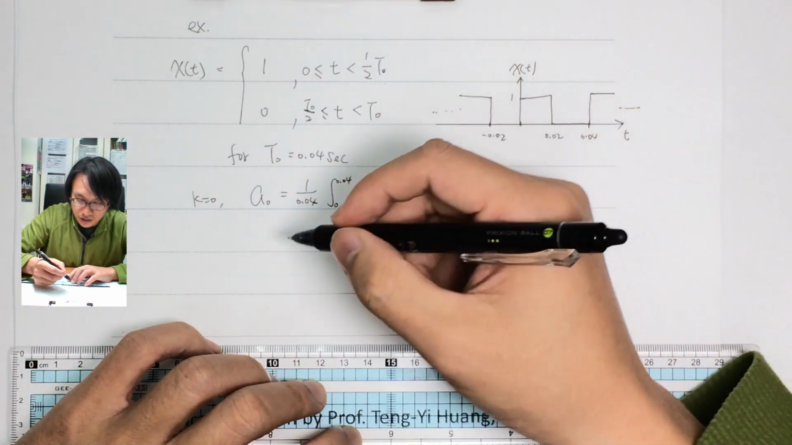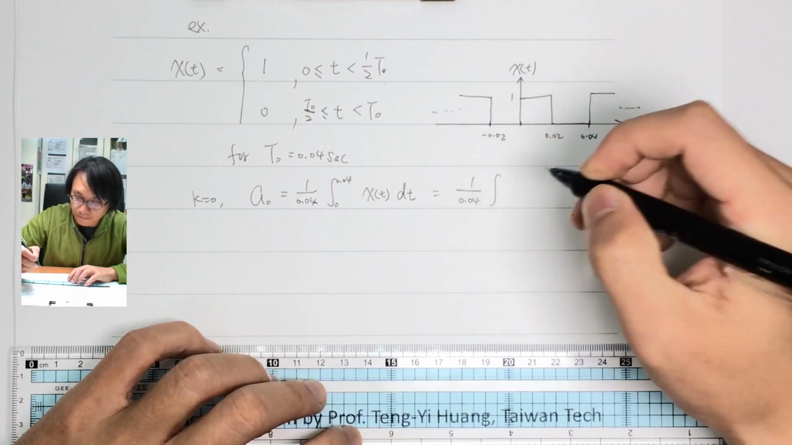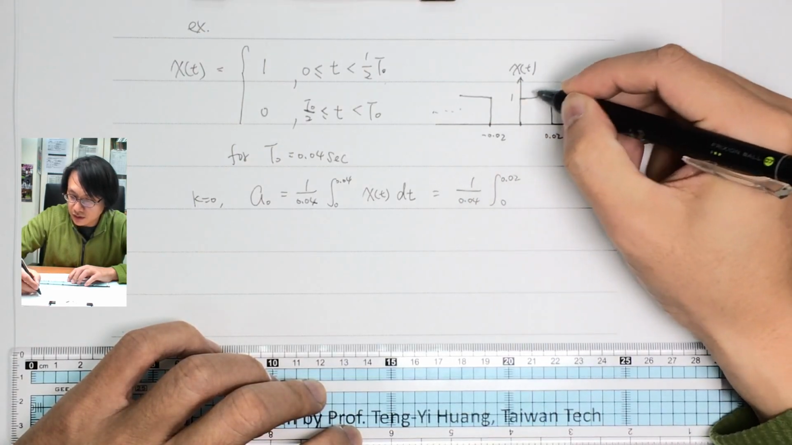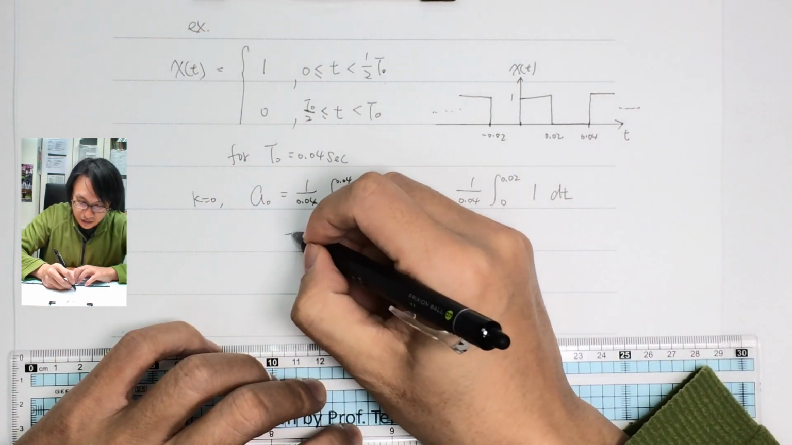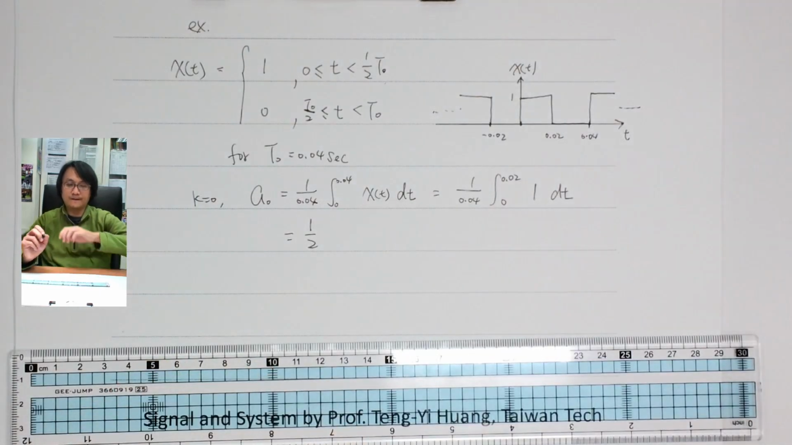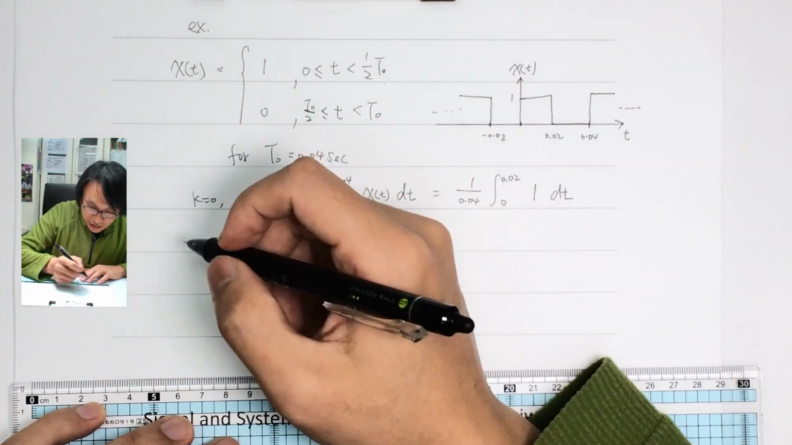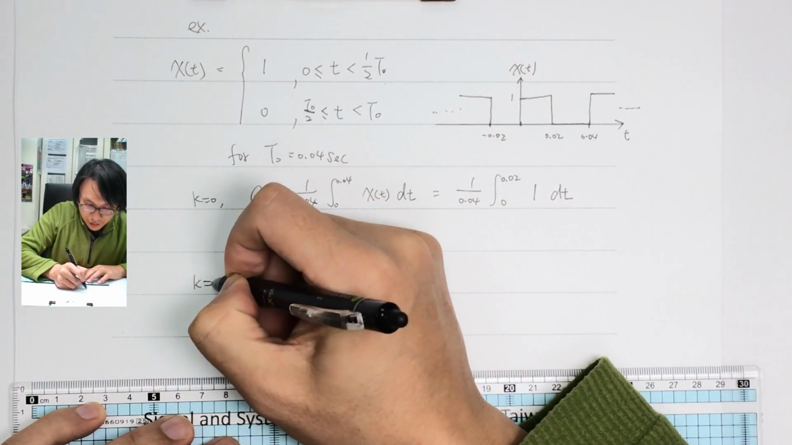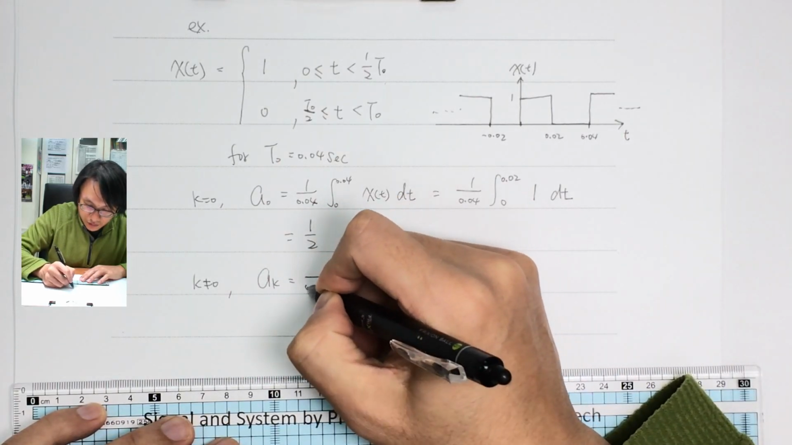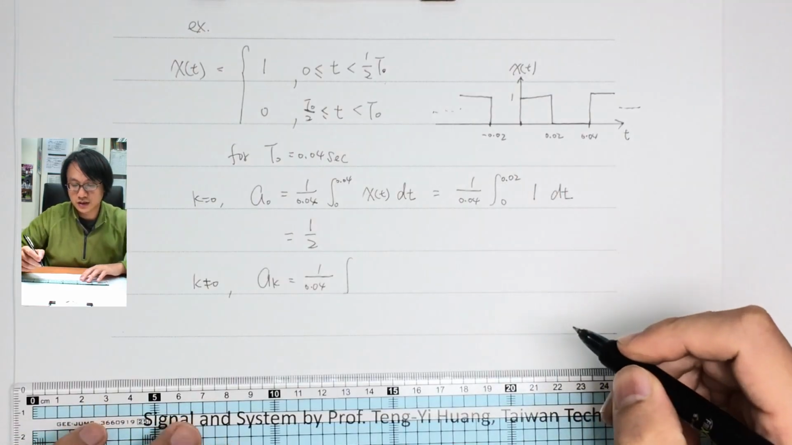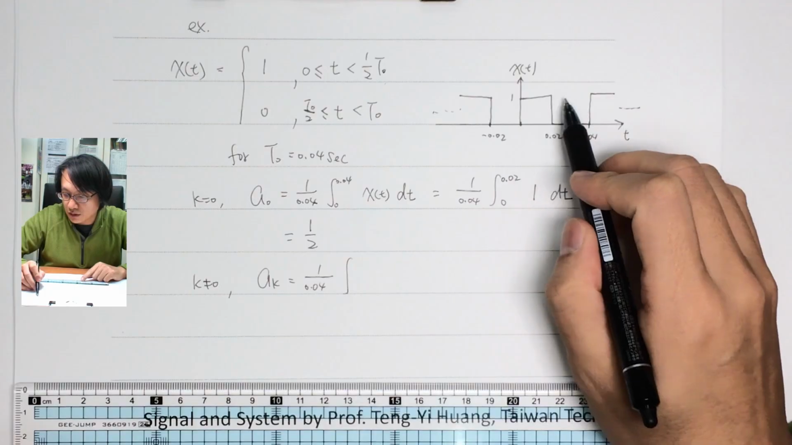So it's essentially 1 over 0.04 times the integral from 0 to 0.02, since only 0 to 0.02 is non-zero, dt. The answer is 1/2. So the DC term is 1 over 2. Next, for k not equal to 0, a_k is 1 over T0 times the integral over one period. It's 0 to 0.04, but only 0 to 0.02 has a value.